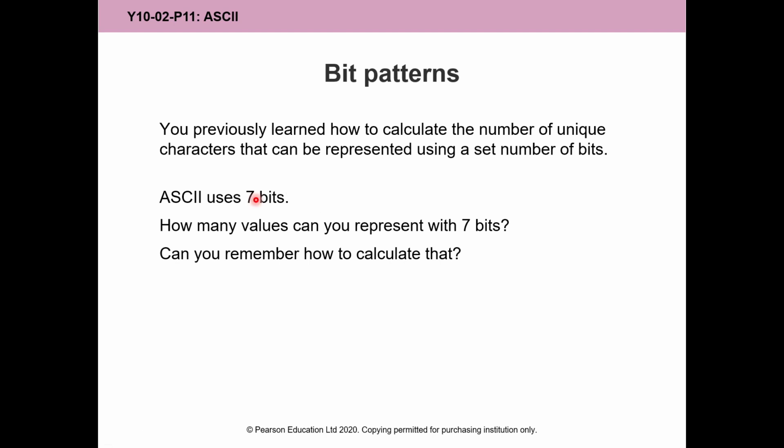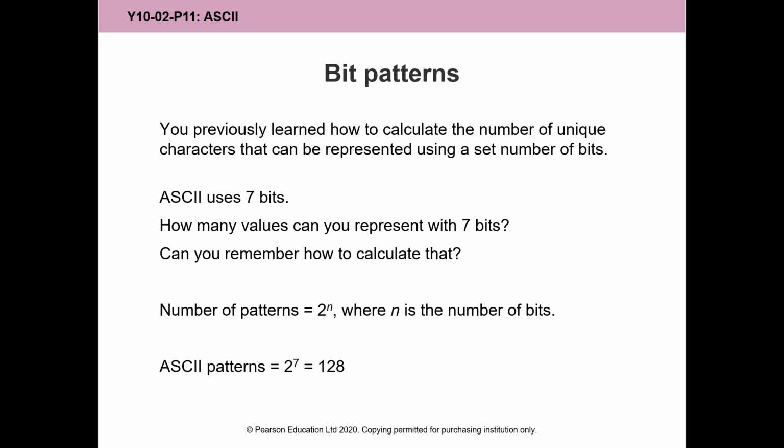ASCII uses 7 bits, so that's going to be 2 to the power 7. I'll pause the video and somebody can hopefully tell me how many different characters can we have with ASCII. Yeah, so we said it was 128 because it's 2 to the power n, where n is the number of bits. So for us it's 7. 2 to the power 7 means 2 times 2 times 2 times 2 times 2 times 2 times 2, which is 128.